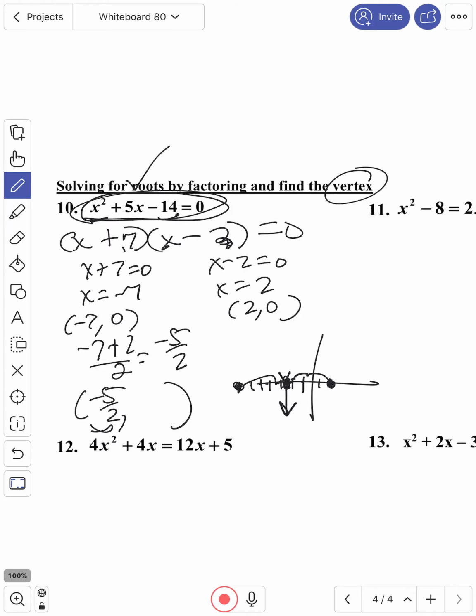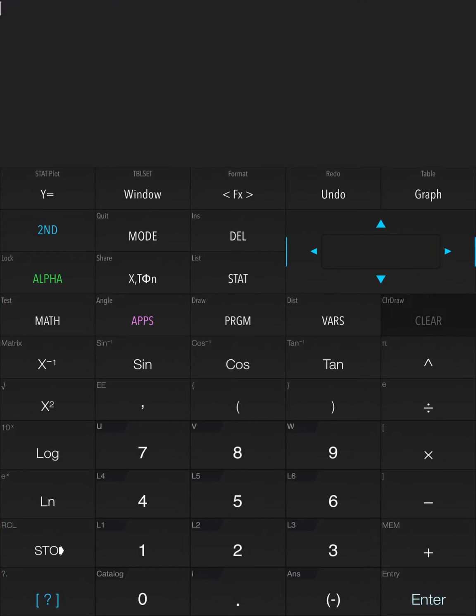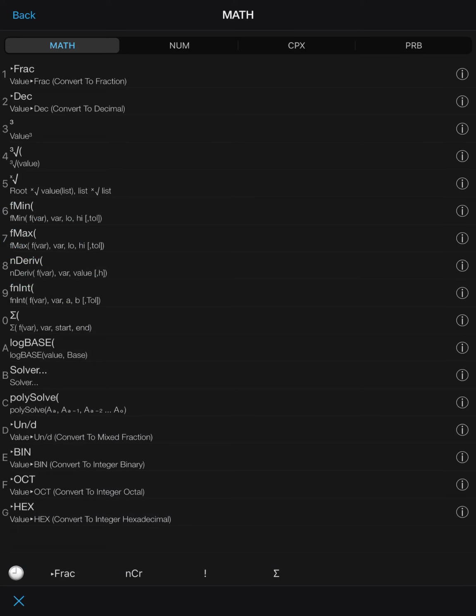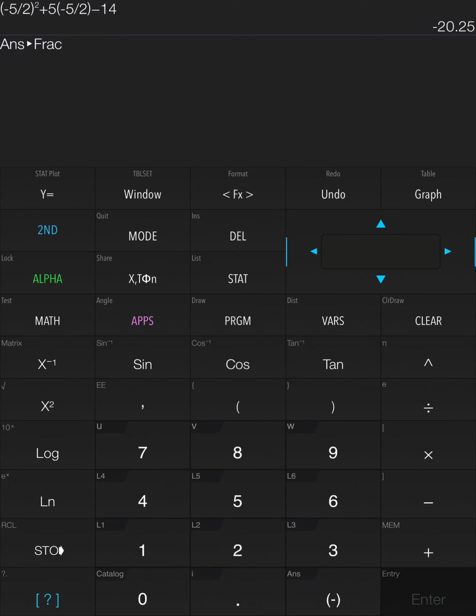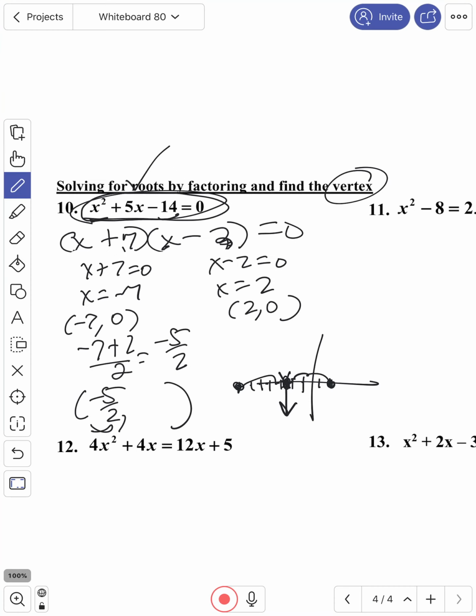All right, so I'm going to put in negative 5/2 for x. So this is going to be x squared plus 5x, which is negative 5/2, minus 14. That gives me negative 20.25 if you want a fraction, negative 81 over 4. I would accept either one.